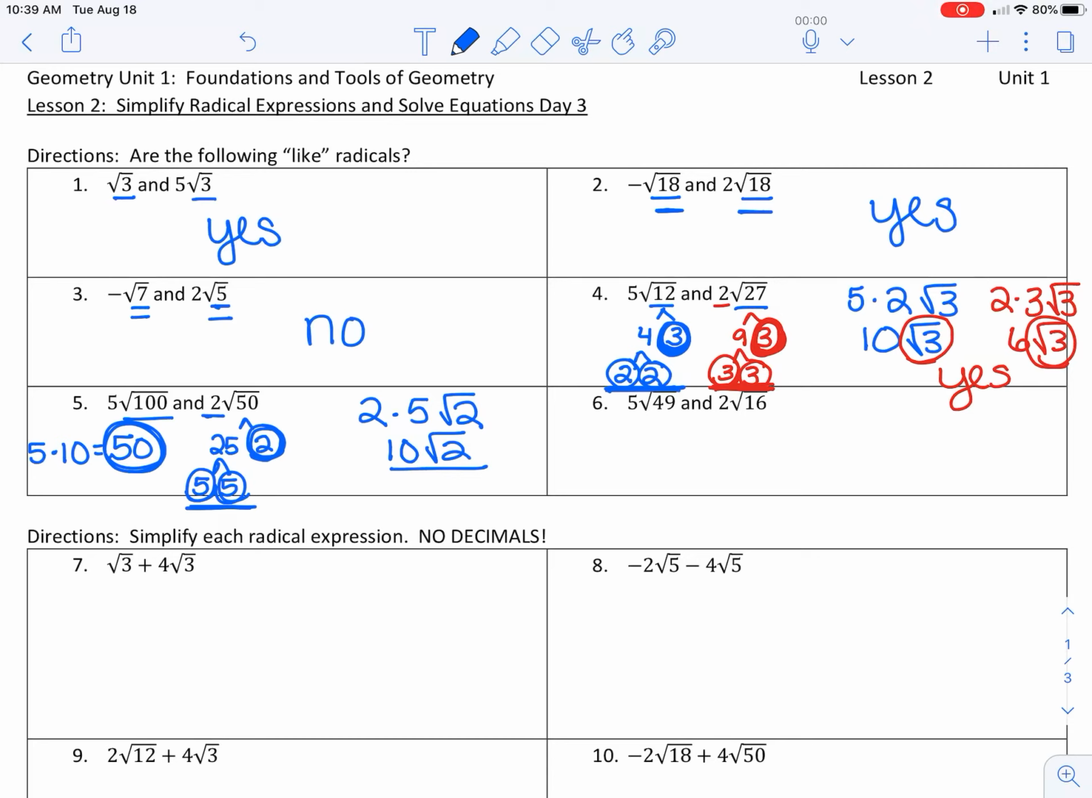Those are not like radicals. 50 doesn't even have a radical on it. So we're going to say no, those are not like radicals. All right, moving on to the last one.